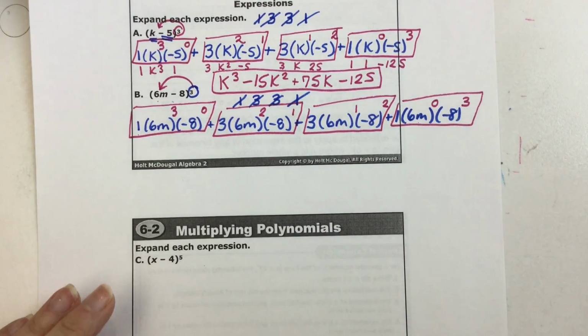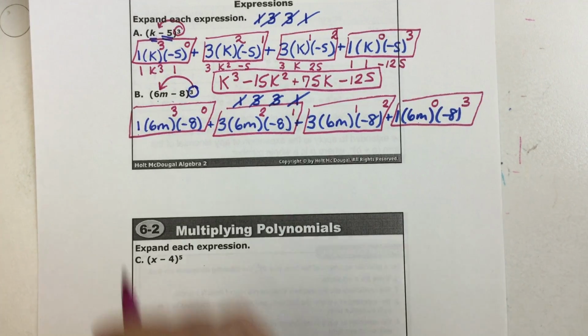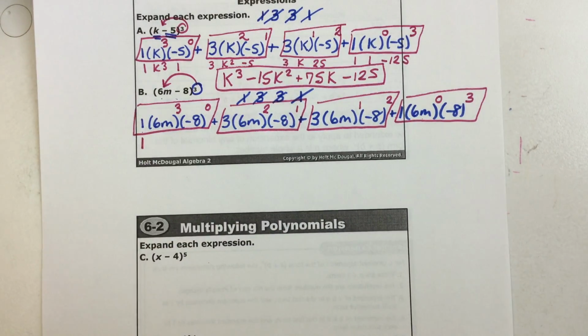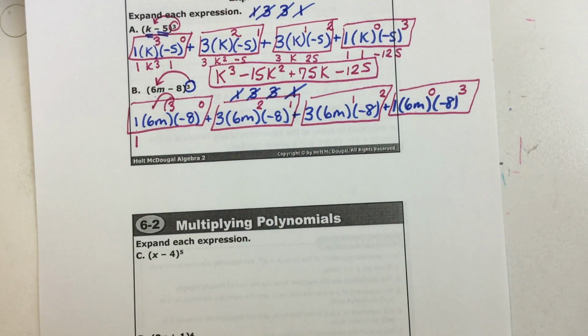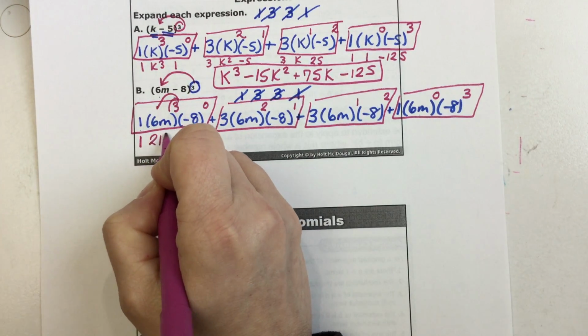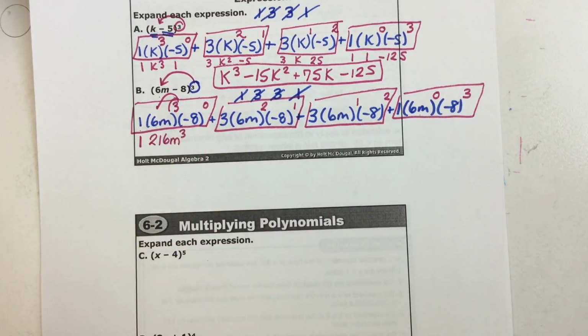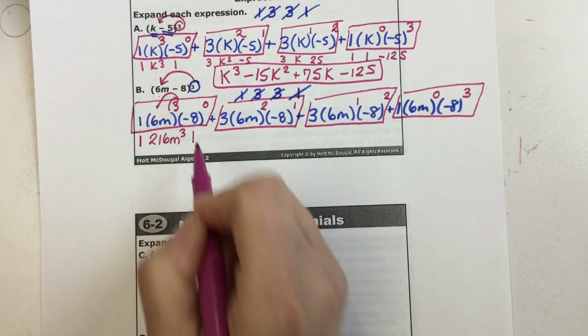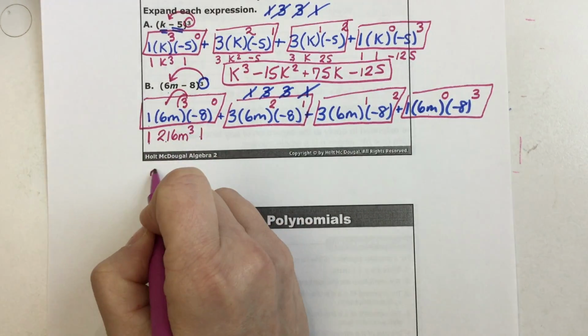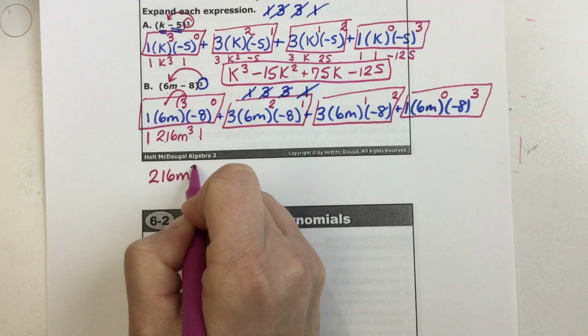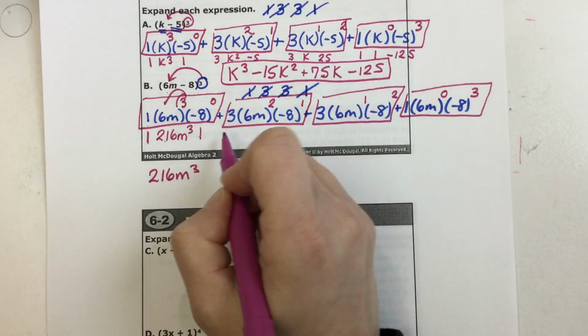Now I just go ahead one piece at a time and figure out what the heck I have. So I have a 1. 6, remember this power of 3 goes to both the number and the exponent. So 6 to the power of 3 is 216. m to the power of 3. Negative 8 to the power of 0. Anything to the power of 0 is 1. 1 times 216 times 1 is 216. We have m cubed. Done with that piece.